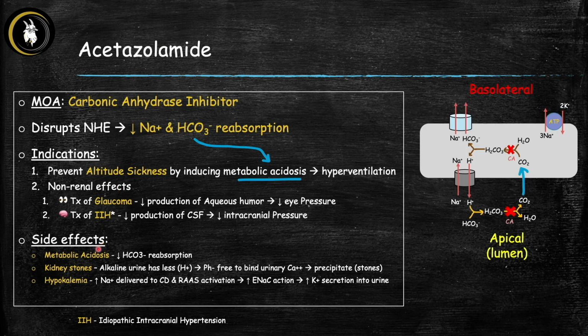Okay, now let's talk about the side effects. So first one we already talked about, it can cause metabolic acidosis because it decreases bicarb reabsorption. We talked about it up here.